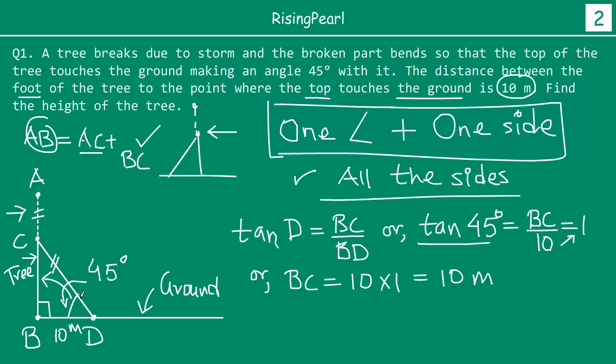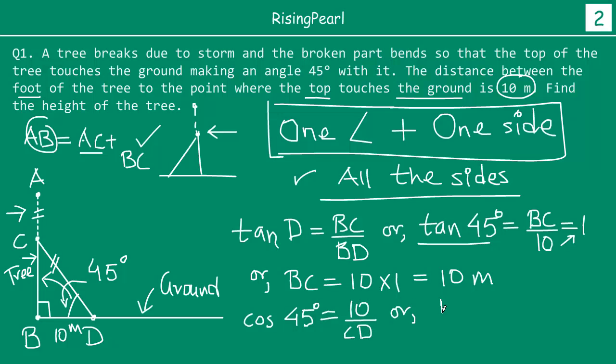Now, in the right triangle BCD, this side CD is the hypotenuse. It is opposite to the 90 degrees, right? So now what is the relationship that exists between hypotenuse and adjacent side? It is cos. So we can say cos D, or let us say cos 45 degrees, is actually equal to BD, which is 10, divided by CD.